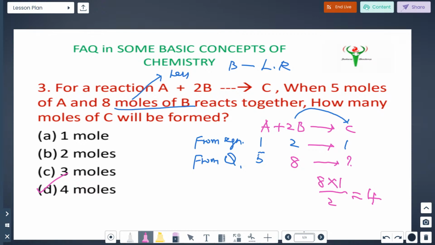Okay. So first of all you should find out the limiting reagent. From the limiting reagent only we can find out the product. Okay. Understood? So 2 moles of B can produce 1 mole of C. Therefore 8 moles can produce how much? So we get 4 moles. That's the answer. Understood? Okay. Now see the next question.